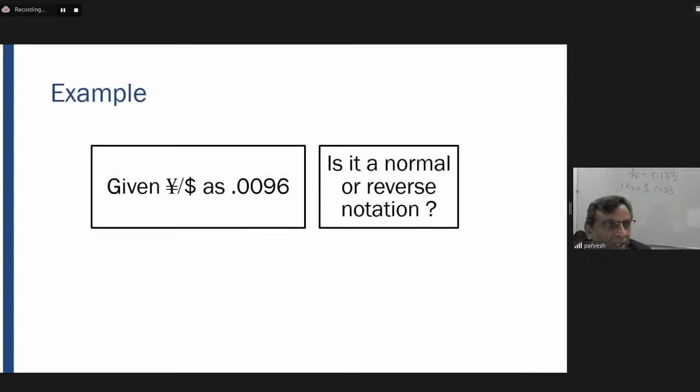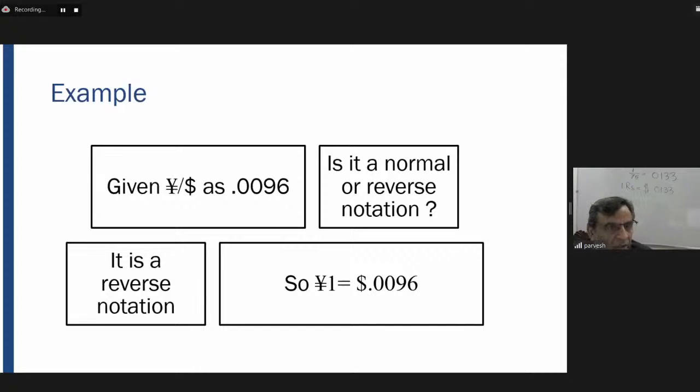And we know that for $1 you get almost 100 yen, because yen is a very small currency. It's almost like 70 paisa; 1 rupee is equal to 0.7 yen. So that means it's a reverse quotation. It should be written as 1 yen is equal to $0.0096. So this is not a normal quotation. If it is written yen upon dollar, normally it would mean $1 is equal to so many yen. But here it is the other way around: 1 yen is equal to so many dollars.